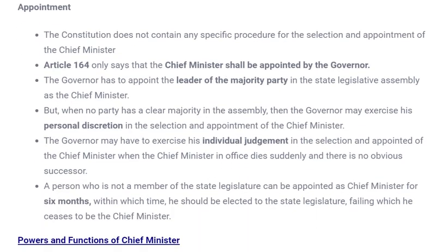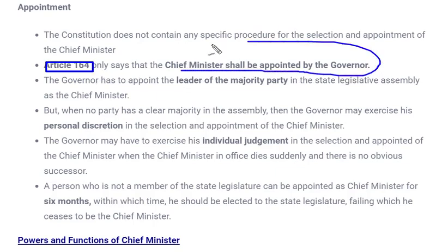So moving to the next, Article 164, what does this say? It says only that the chief minister shall be appointed by the governor. This article says only that the chief minister has to be appointed by the governor, and we have already discussed how he is appointed.